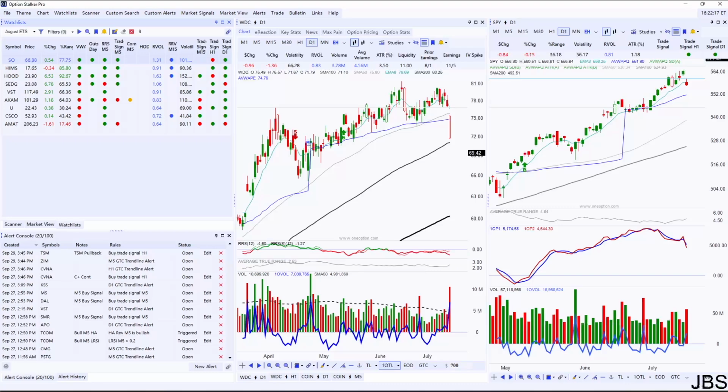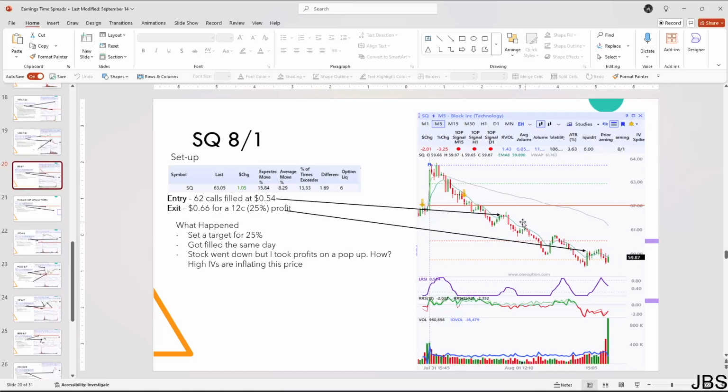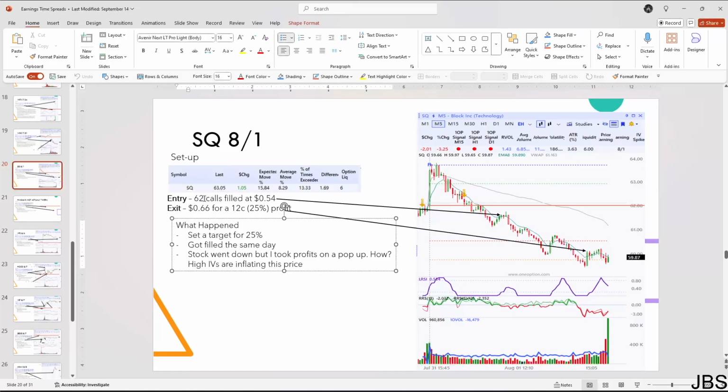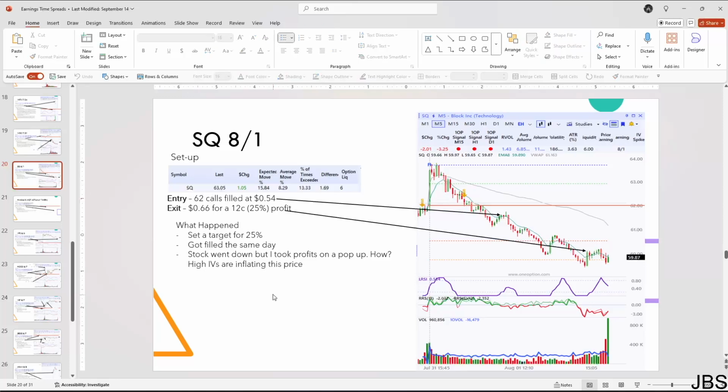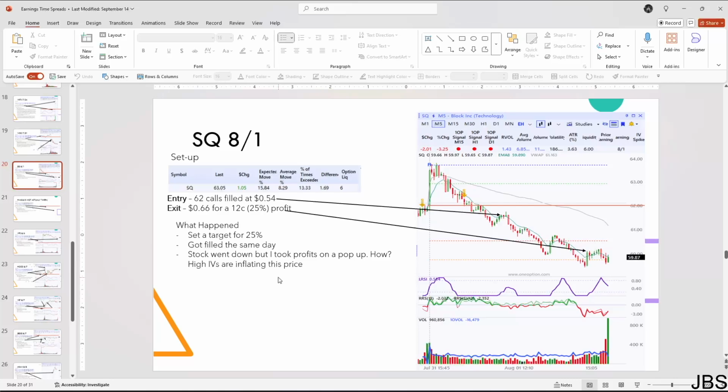For the earnings time spreads, I have a PowerPoint chart that I use to log all my earnings time spreads so I can see the chart at the time. Just a quick way of how the chart is set up. I didn't quite talk about it in the July video, but I log the setup, which is a screenshot of the stock, the expected and average moves, the times exceeded, and the difference in the IV. So these 5 columns are pretty important. I log the entry, so what calls did I take, and at what debit, and then how did I exit, and for what credit, and for what profit, and then just what happened, like what target did I set, did I make any adjustments, and so on. So that's what I have here.